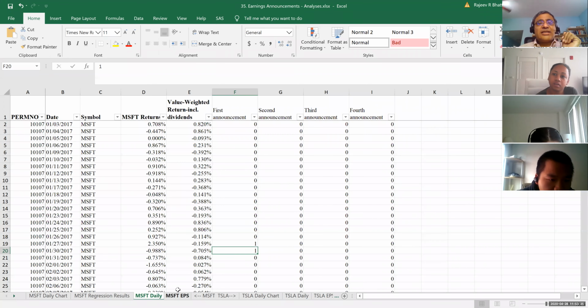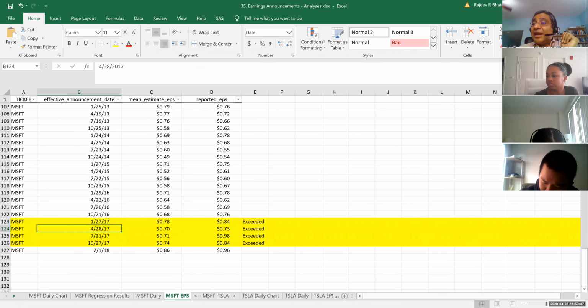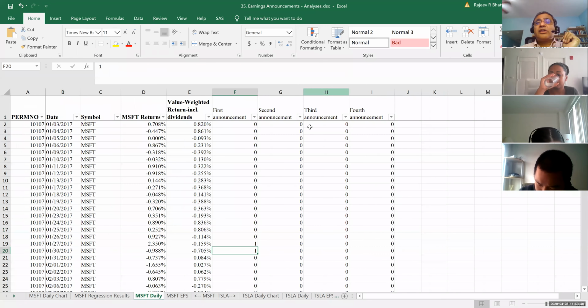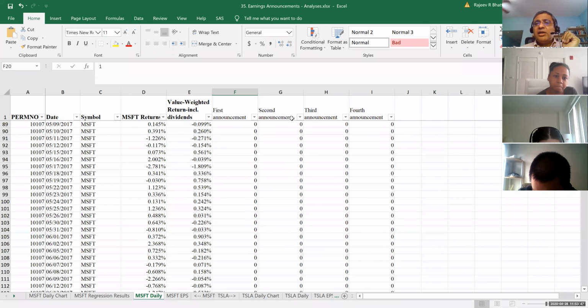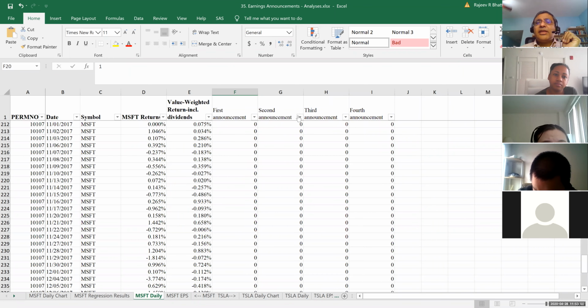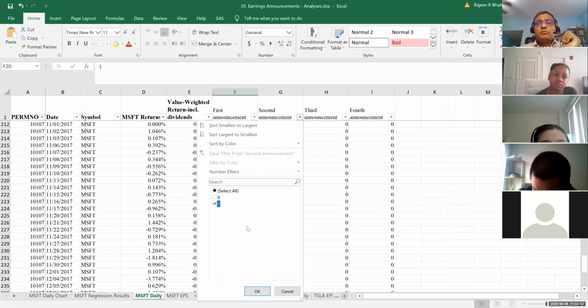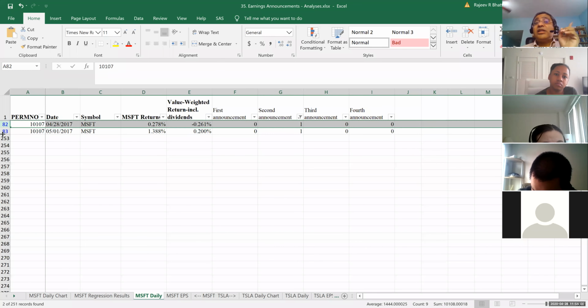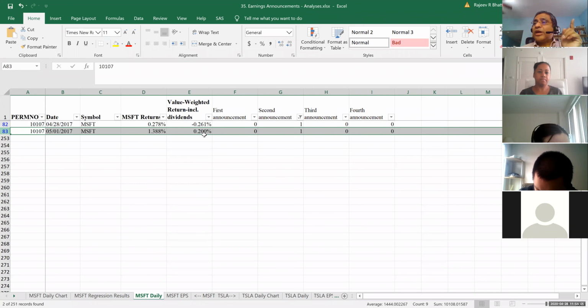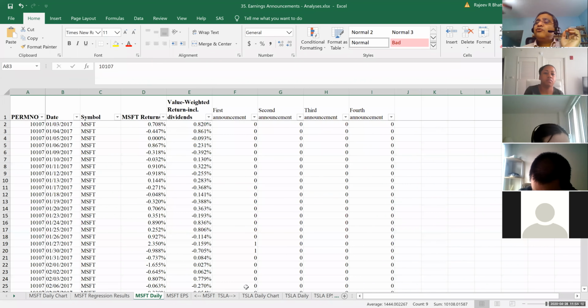Similarly, the second announcement is on 4/28/17. So in order to do our regression, our event study, we put in zeros all the way, and then ones only for the day of the second announcement and the next trading day. Similarly for the third announcement and the fourth announcement.